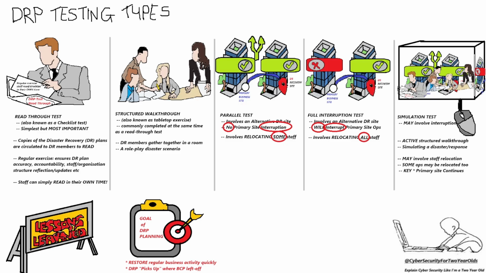That is the job of business continuity planning, explained in my previous video, which I have linked now on the screen. So DRP simply picks up where BCP left off. Again, to reiterate this keynote, which is often a source of common misconception, DRP is about recovering and restoring operations, but not preventing the disaster in the first place. That is the job of BCP.